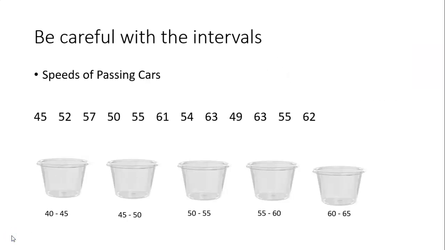What about with intervals is not to overlap them. Many times students will make their intervals like 40 to 45, 45 to 50, 50 to 55, 55 to 60, 60 to 65. The problem with that is when you look at the number 45, which of the bins is that 45 going to go in? It could go here, there. Where does it go? We're not sure. Or if you look at 55 or 50, where would 50 go? 50 could be in here or in here. So your intervals need to be really clear.